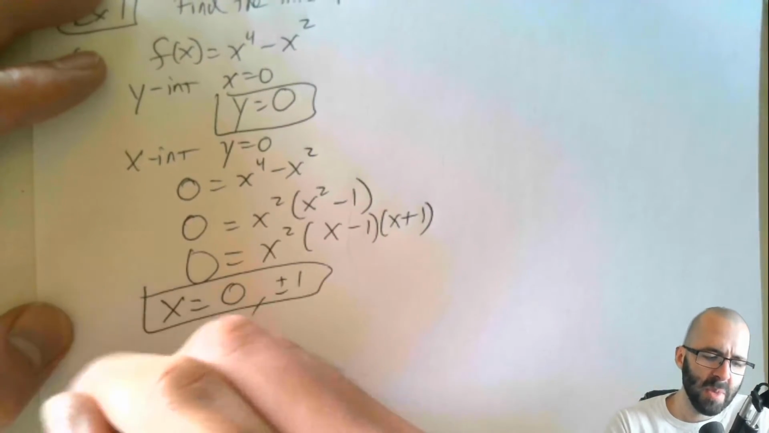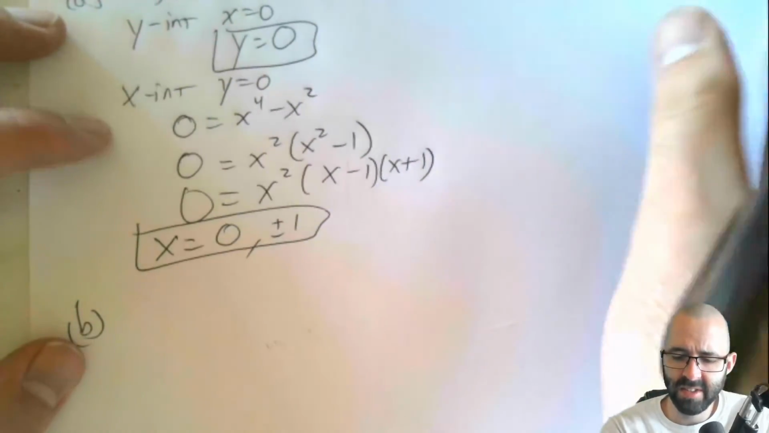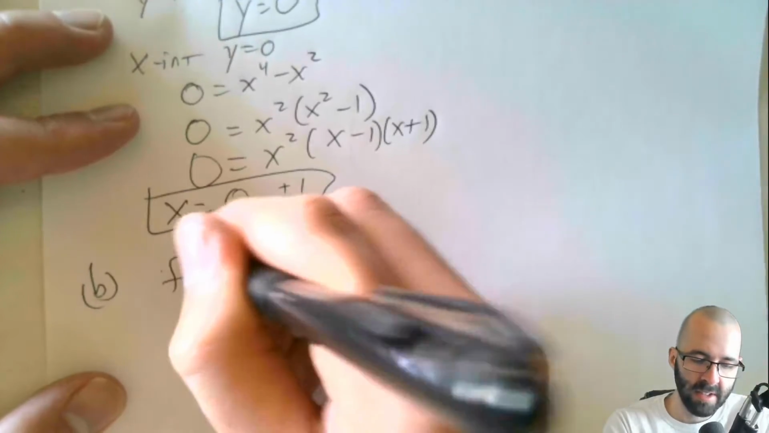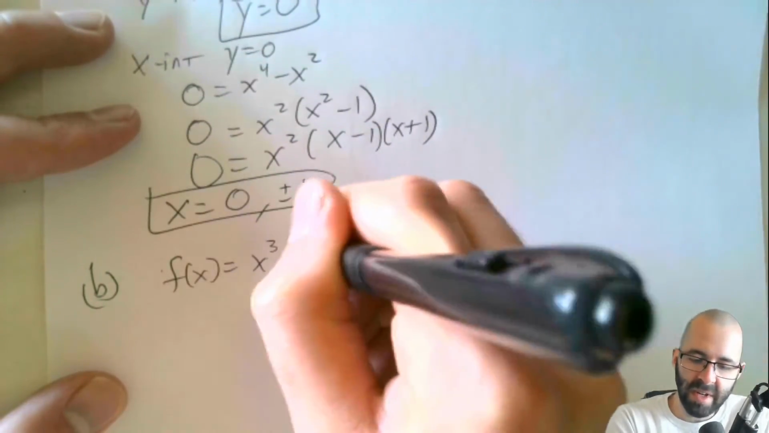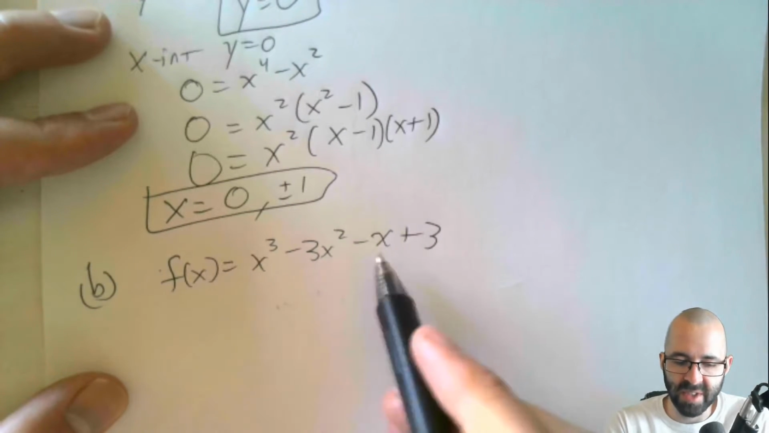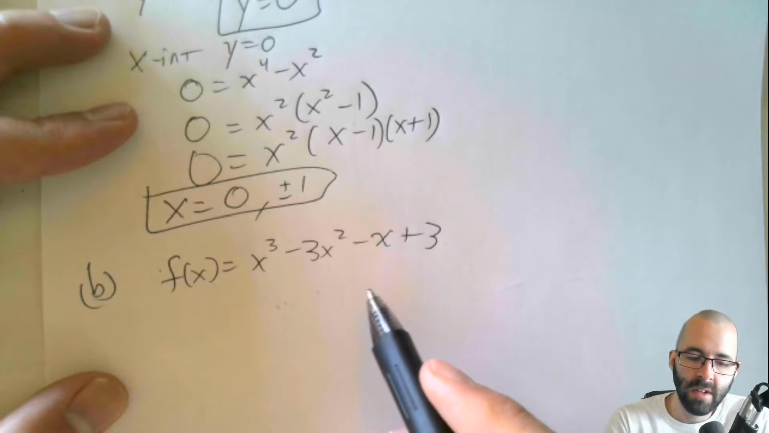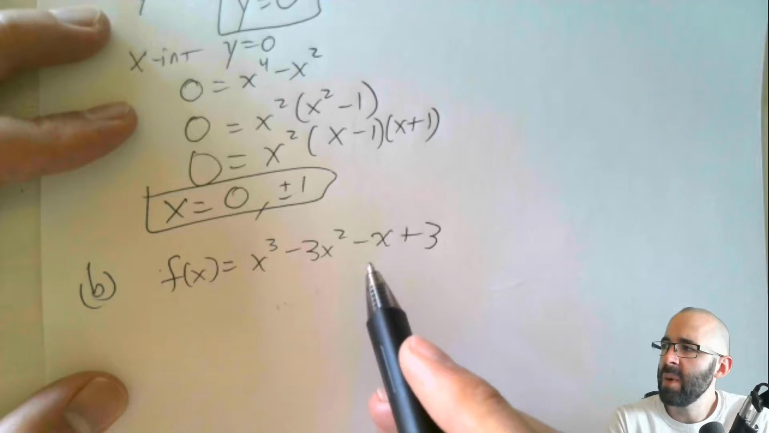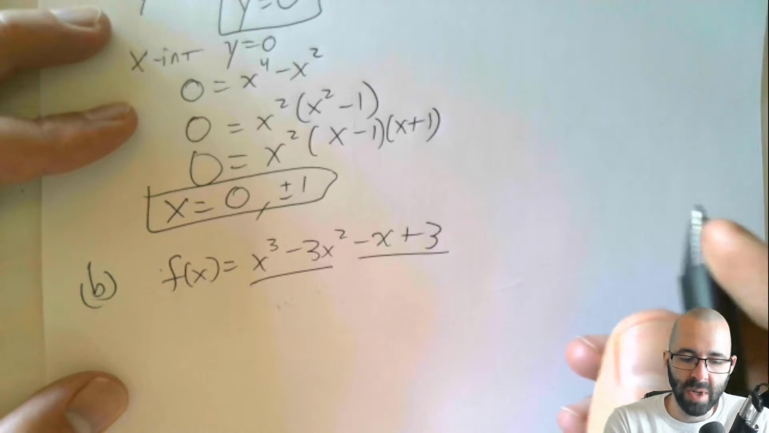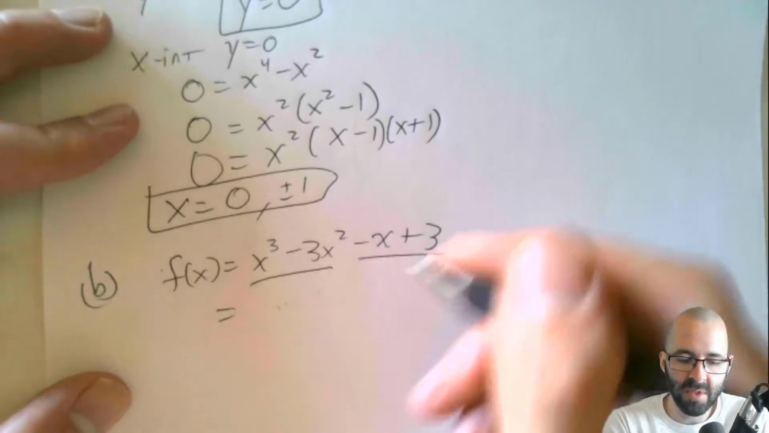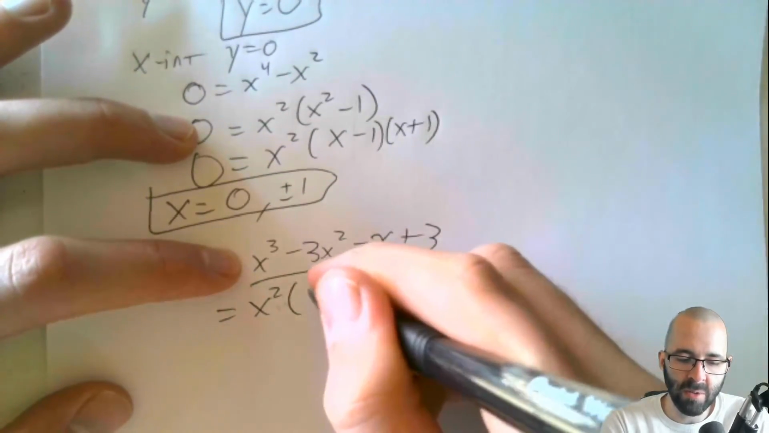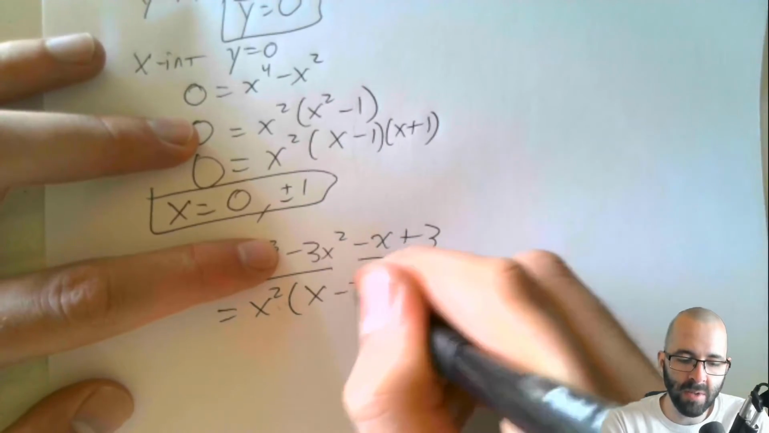Do another one. This is mostly just going to be factoring review for us. Part B, we have f of x is equal to x cubed minus 3x squared minus x plus 3. There are 4 terms here. There's no common factor. The only way we can possibly hope to factor it really is factor by grouping. We look at the first 2 terms. What can we take out of the first 2 terms? An x squared. We're left with an x on the first term and a minus 3 on the second term.